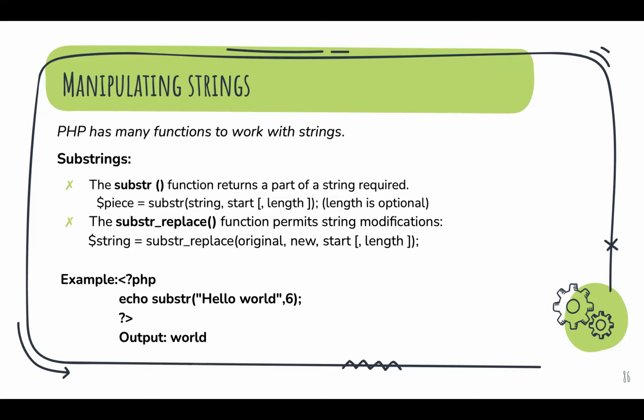Manipulation of strings. PHP has many functions to work with strings. When you manipulate a string, you usually manipulate the substrings of a string. So one of the functions used is the substring function, which returns a part of the string required. The syntax is a variable defined with substr followed by the string that the substring is taken from. The start part of the string and the length of the string are mentioned in the syntax.